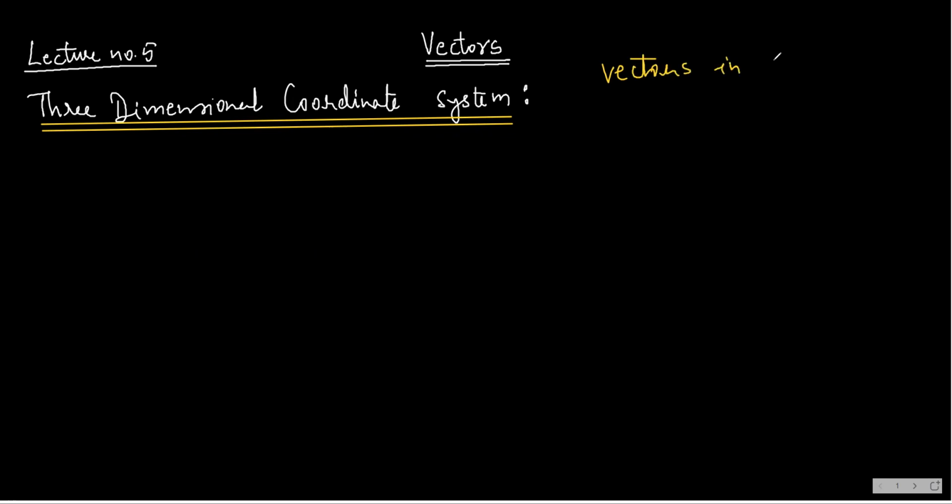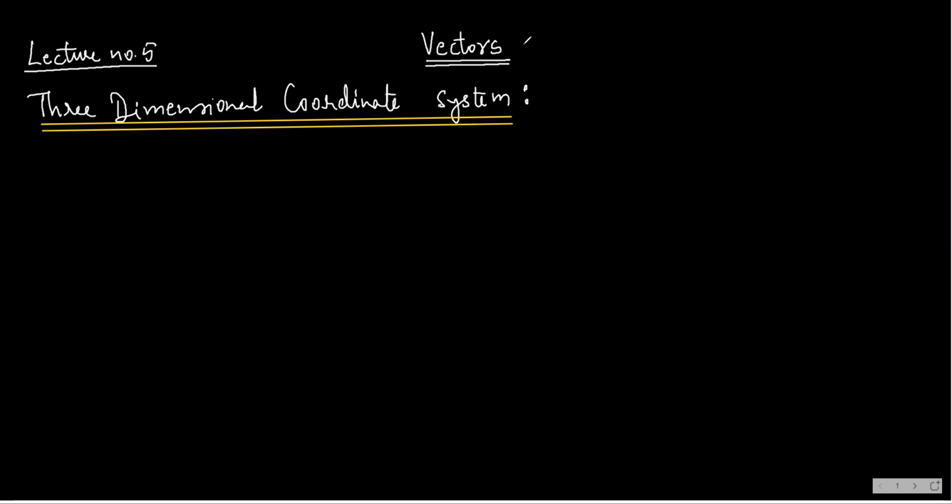Vectors in space. Now you understand that if you have a vector in space, in order to locate a point in space, you should have the knowledge of the three-dimensional coordinate system. So what happens in the 2D system and in the 3D system?